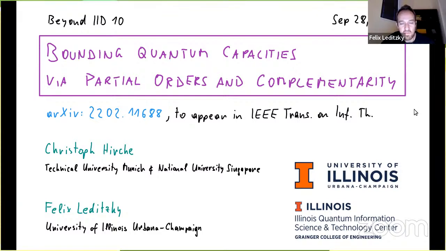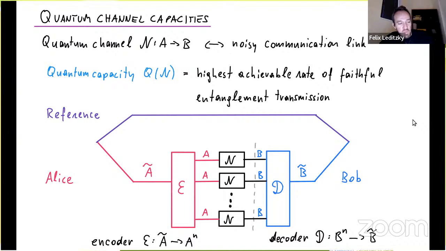And the goal of our work was to bound quantum capacities using partial orders and complementarity, where complementarity refers to the complementary channel. Because Ludovico talked about this, I will be short here. We talk about quantum channel capacities.